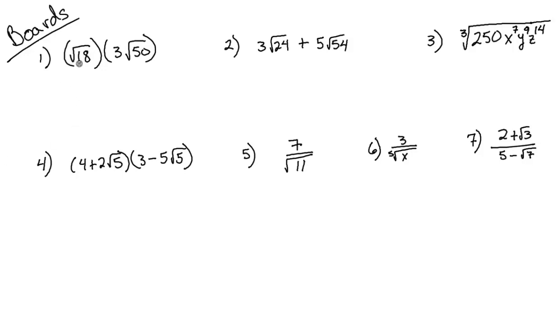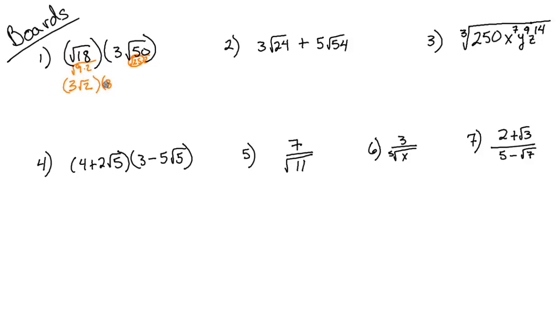Square root of 18 simplifies. This is 9 times 2. So square root of 9 is 3 square roots of 2. And we're going to times that by 3 times square root of 50. Does this have a perfect square in it? It does. 25 times 2. So this is 5 square roots of 2. 3 times 5 is 15.